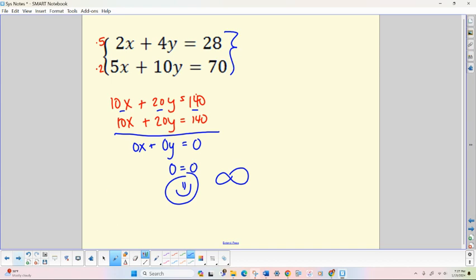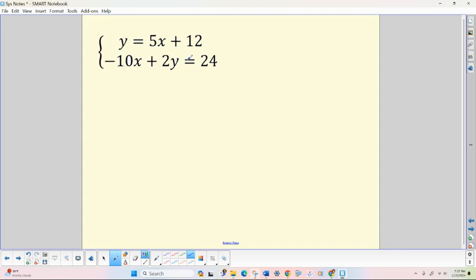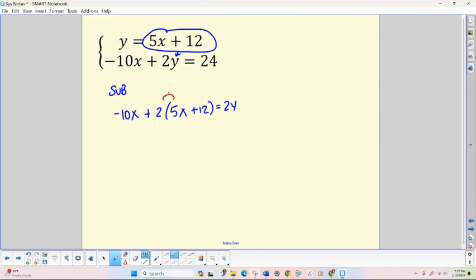Let's go through and look at one with substitution. So again, with substitution, I can't tell by looking at these guys that they are the same. So I just assume that I'm going to go through and solve this like I normally would. So I'm going to do my substitution step. So I'm going to have that negative 10x plus 2. And now when I plug in my y is 5x plus 12 here, equals that 24, and I go through and I do my distributing, right? You guys know the methods here. So I have that negative 10x plus my 10x plus that 24 equals 24.